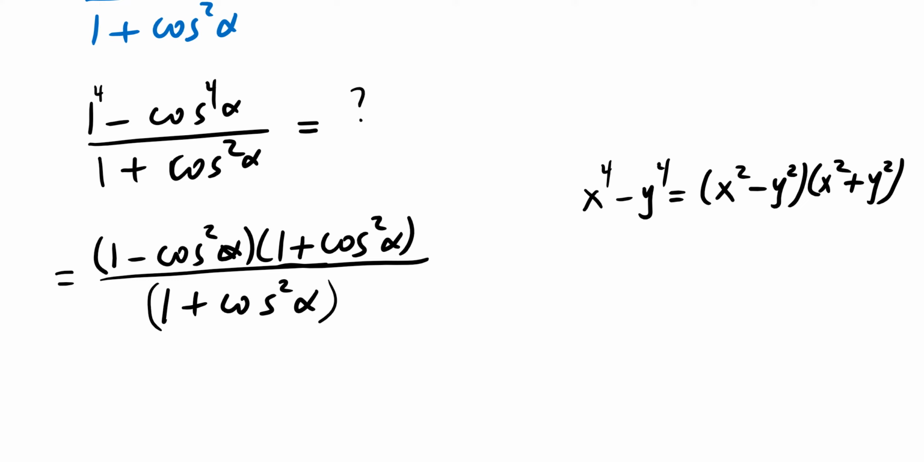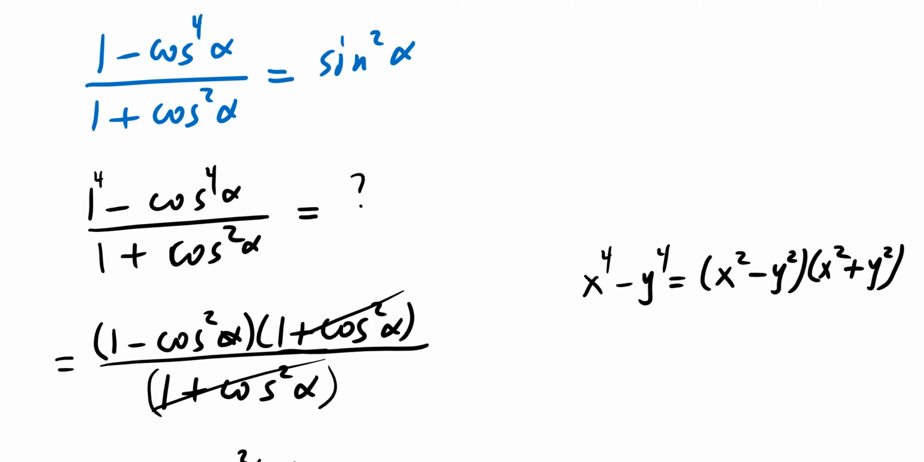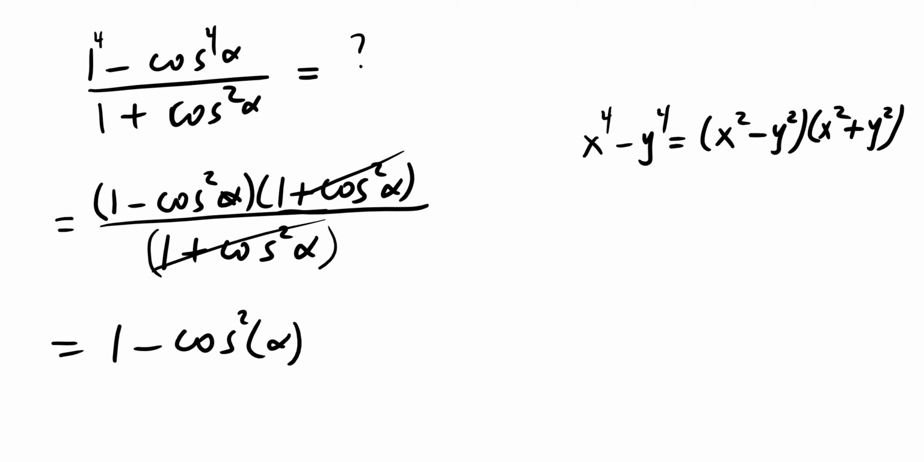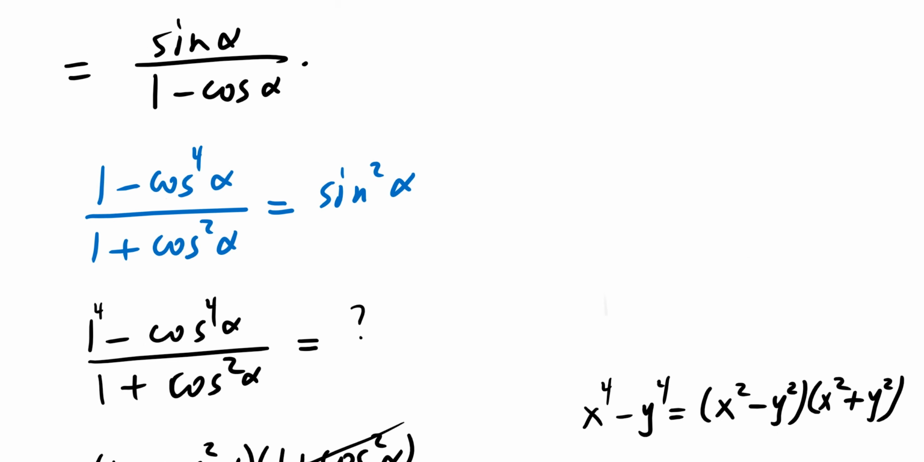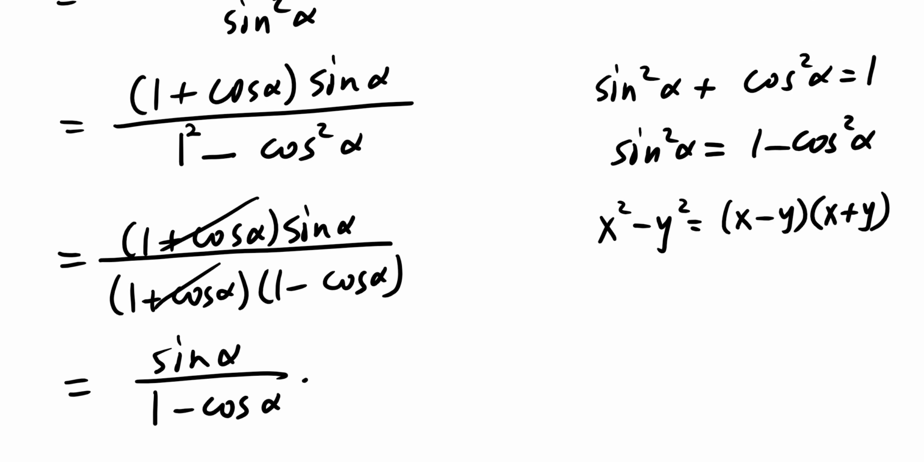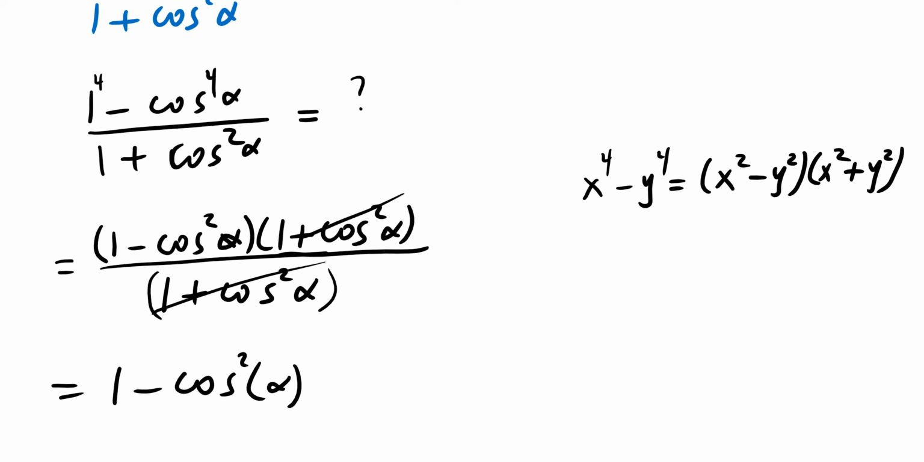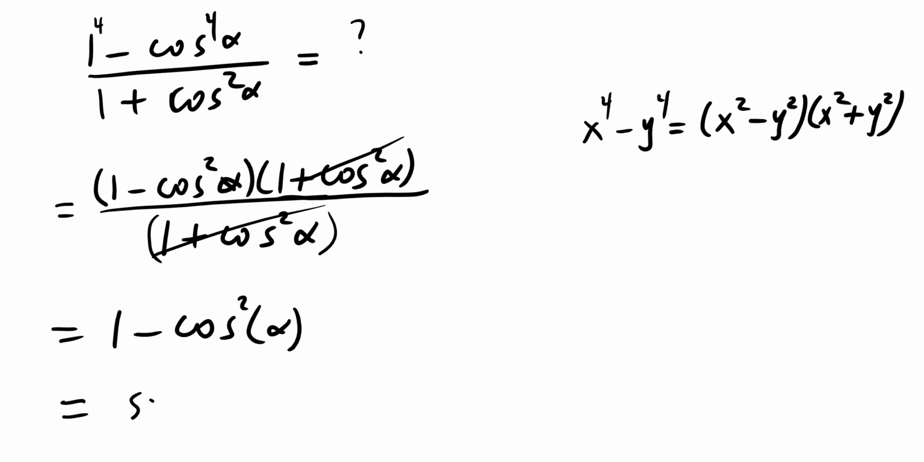Notice how this is going to cancel out with this. That will leave 1 minus cosine squared alpha. Is that what they ask us to prove? Oh no, sine squared. But we do know that 1 minus cosine squared alpha, from the Pythagorean identity, is sine squared. So this can be replaced with sine squared alpha. And that gives us what we need.